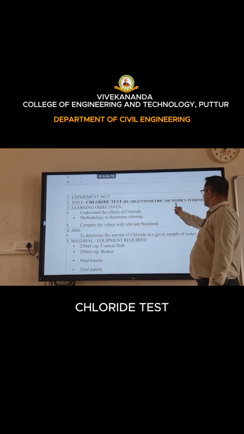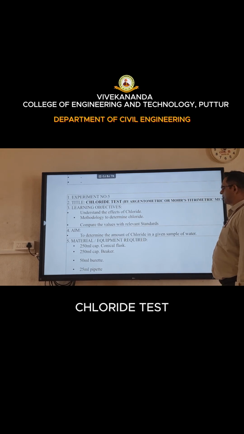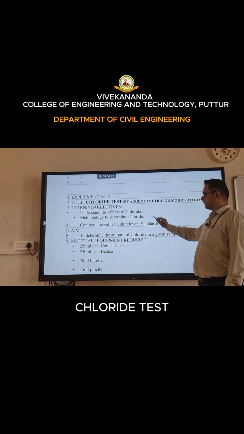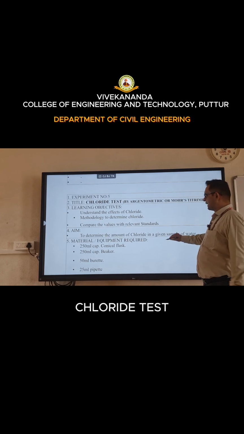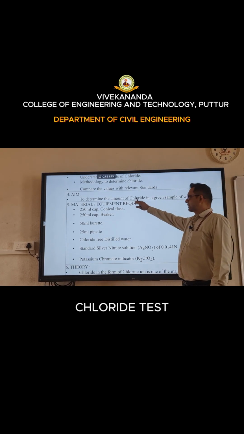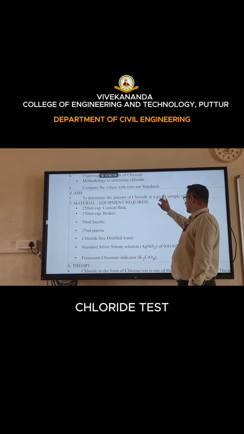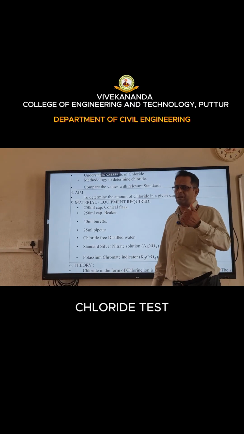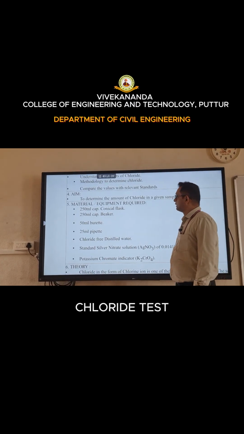Next experiment, what we are going to see is the chloride test, using the Mohr titration method. What is the learning objective? Understand the effects of chloride, the methodology to determine chloride, and compare with the drinking water standard. The aim of the experiment is to determine the amount of chloride in a given water sample. It may be drinking water, it may be sewage water, right?